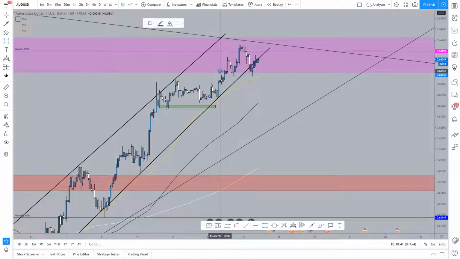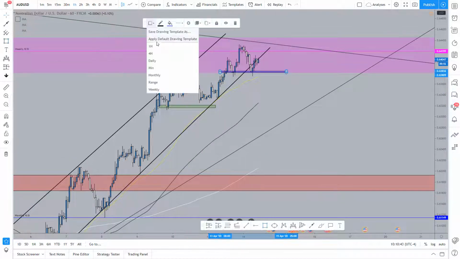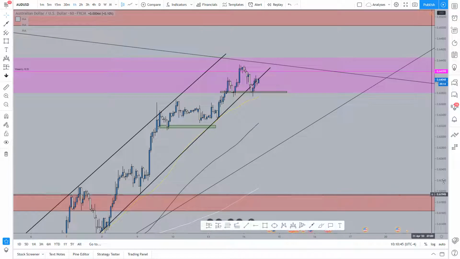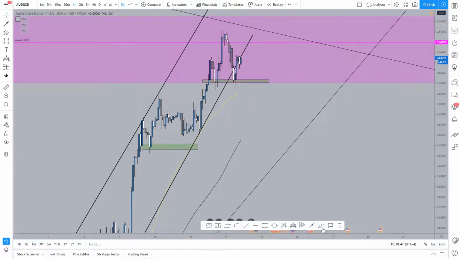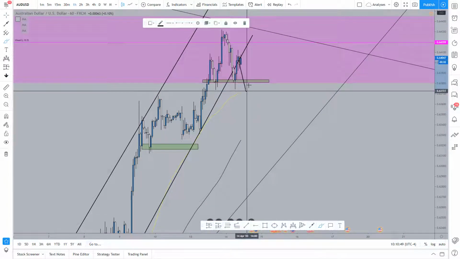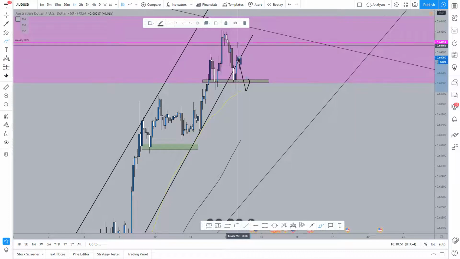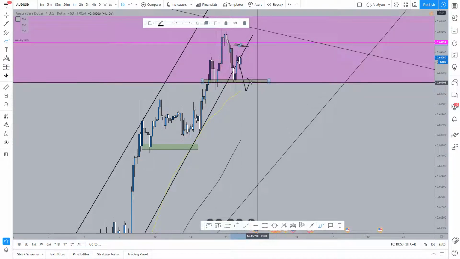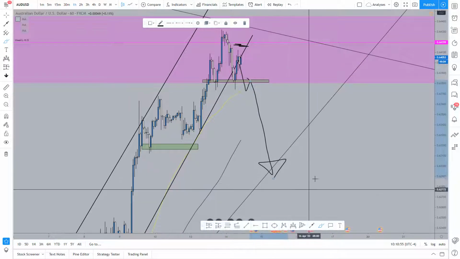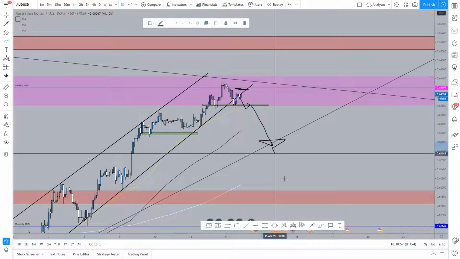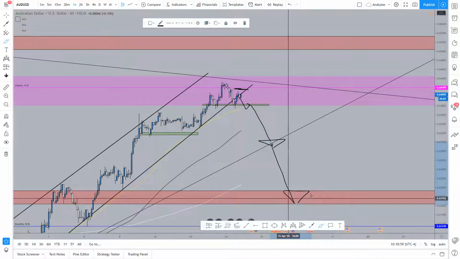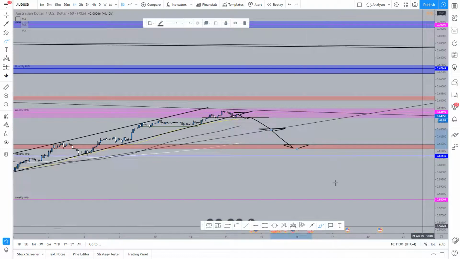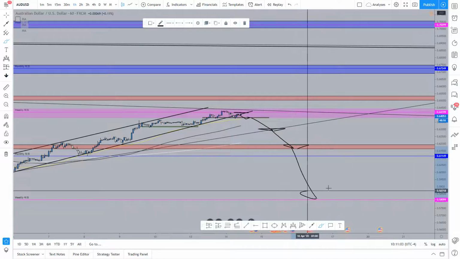So let me place that. If we break the green zone there, you can look for a sell here with your stop loss above here, and then you can ride it all the way down to the trend line here if you want, to the daily here, or even for the monthly pulse. So yeah.